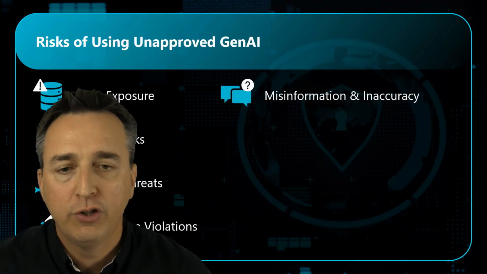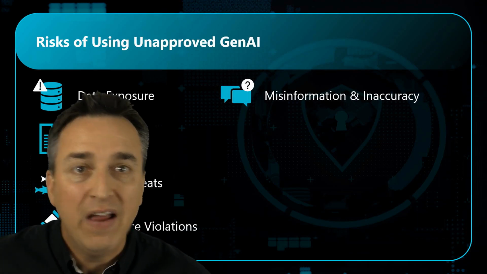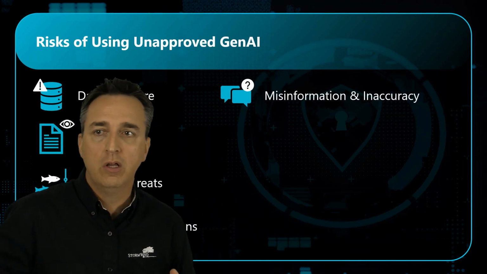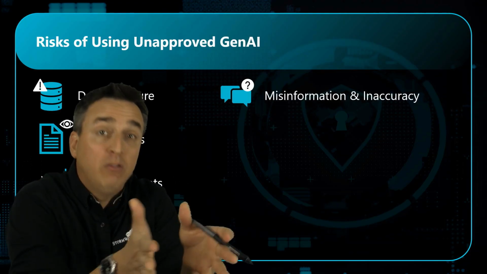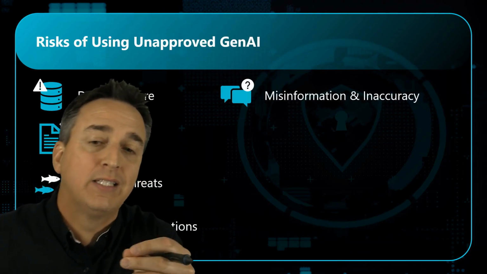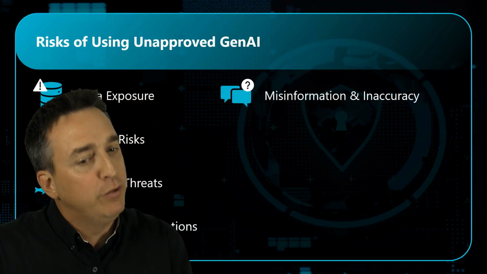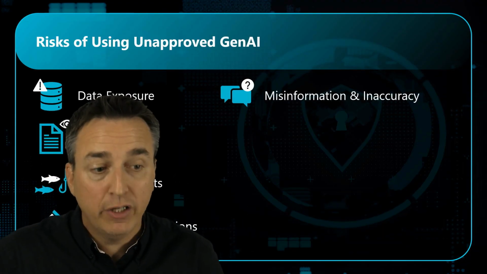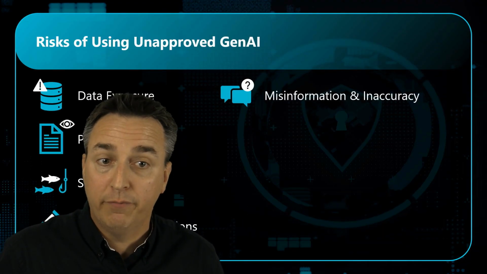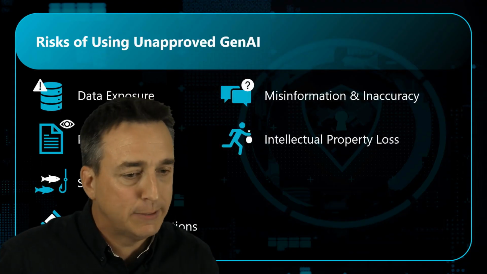Some Gen AI tools hallucinate. They fabricate answers. And they will be adamant about arguing with you about the fact that that answer is correct when it's not. Meaning, if you are using an unapproved Gen AI app, it might be giving you misinformation or inaccurate information. That could lead to costly mistakes.